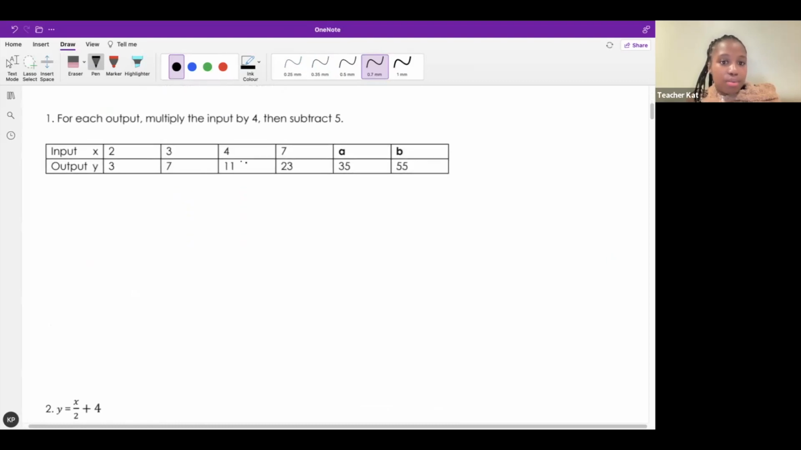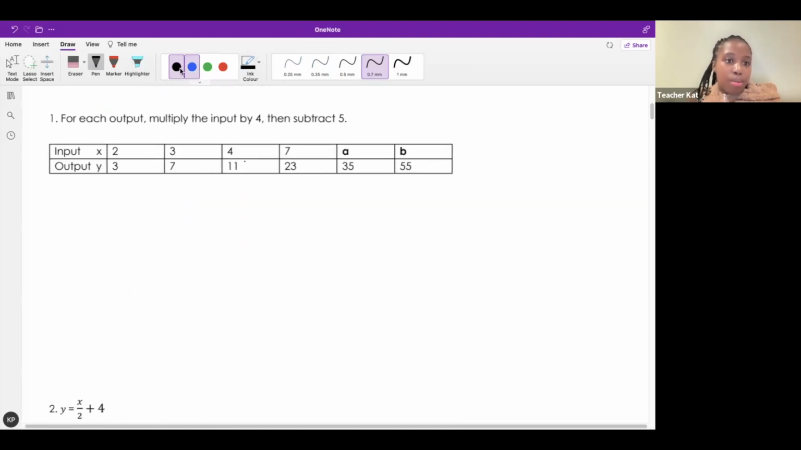Okay, so this is what we mean by tables. Remember, with our spider diagrams, we had on the left-hand side all of our inputs, and on the right-hand side, we have all of our outputs. In this case, the inputs will be located at the top of the table, and my output will be located at the bottom of the table. So it says for each output, multiply the input by 4 and then subtract 5.